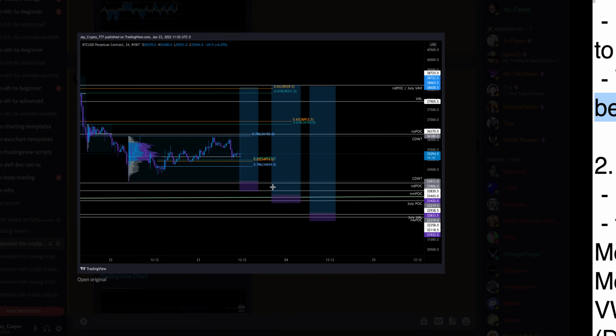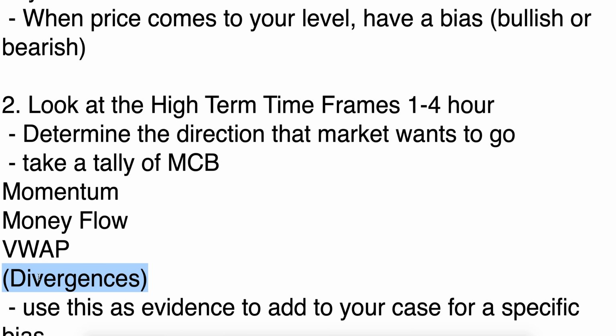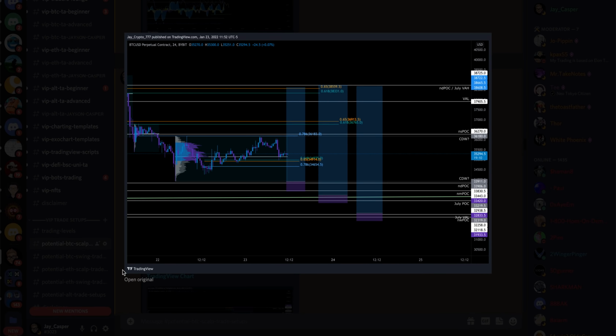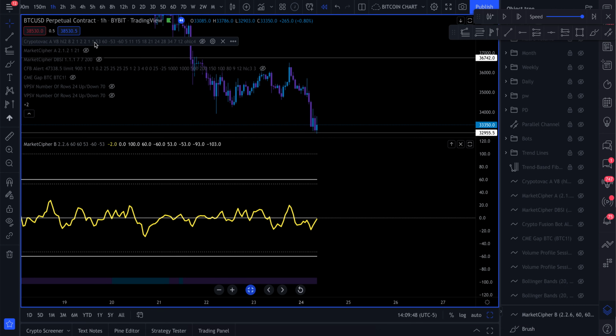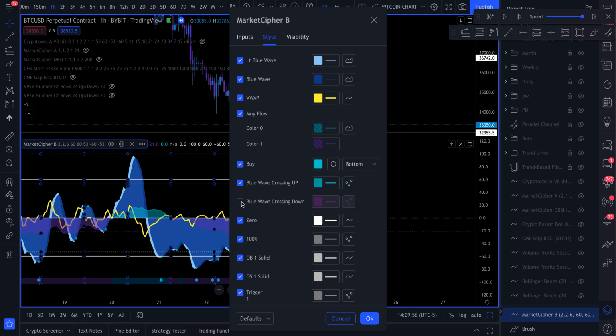Now the last thing we need to look at are divergences. Divergences are a super powerful piece of evidence showing you that the price is going to go in your direction. So what is a divergence? A lot of people don't know. A lot of people get confused. You're in for a treat today because we're going to be going over exactly what a divergence is.